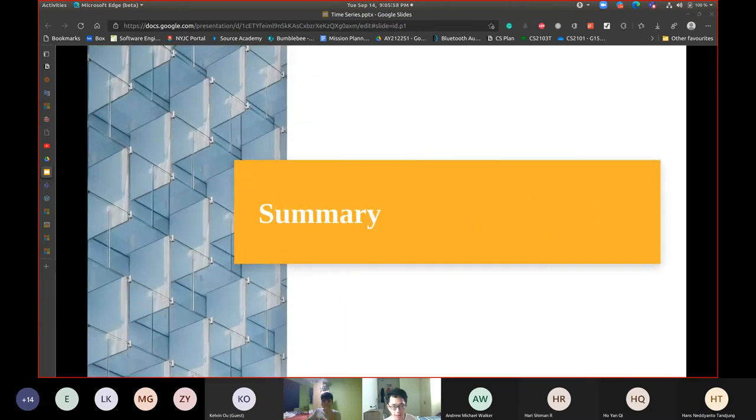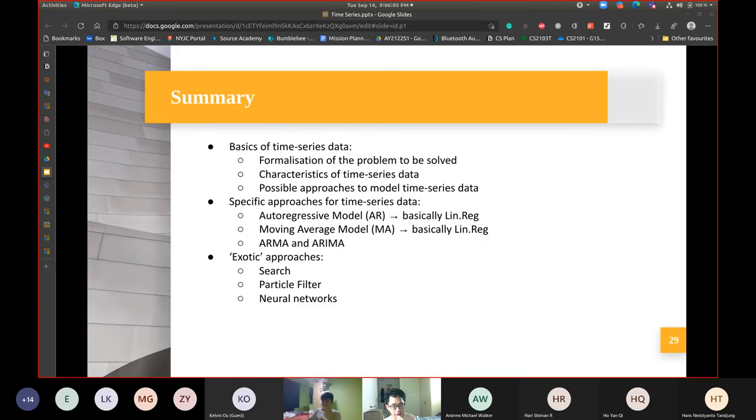Right, and that's essentially the end. So this is a brief summary of what we have covered. We talked about time series data, the basics of time series, and what exactly is the problem that we are trying to solve, and then some of the possible approaches to model time series data.